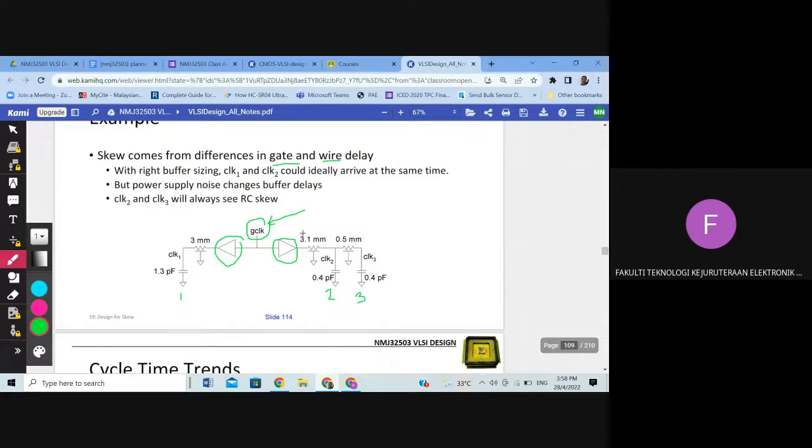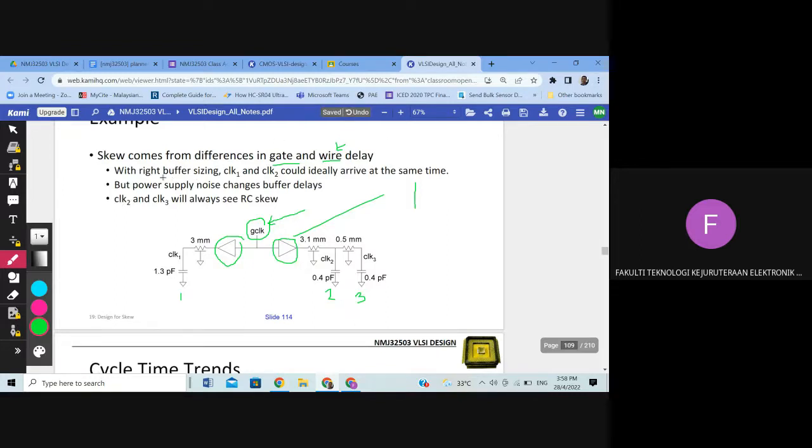For example, the inverter or the buffer, normally we have PMOS and NMOS, right? It's only two transistors. Compared to a NAND gate, for example, they have different internal architecture, and that's why that gives different gate delay. Compared to wire, the longer the wire, the more the delay. That makes sense. The more the wire, the longer the delay.